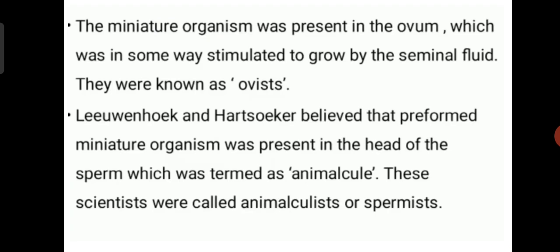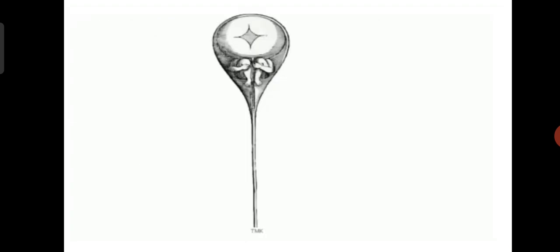Another scientist who believed this was Leeuwenhoek, and R. Zucker also shared that the miniature preformed embryo is present in the sperm, called animalculi, and these scientists were called animalculists or spermists. Here in the diagram, this is a sperm. In the sperm head, the preformed embryo, the homunculus, is present. This is about the preformation theory, but it was not accepted.